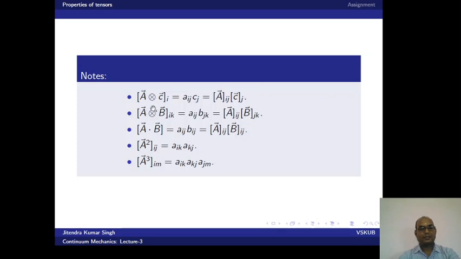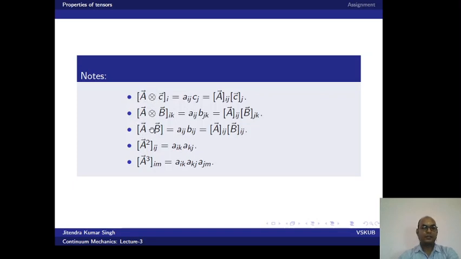This is the product of A and B, meaning AB. Its ik component is a_ij b_jk. So we can write a_ij, the ij component of tensor A, and this one is the jk component of tensor B. These two are typing errors, so please correct them. This is AC and this is AB, so there is no tensor product.